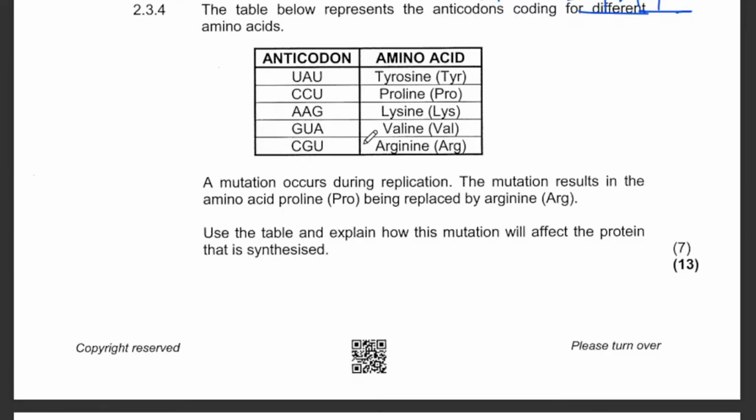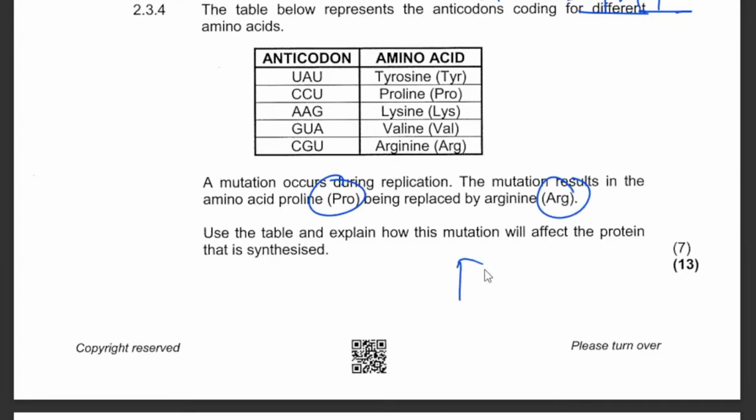They're saying that a mutation occurred during replication. The mutation, I know that this one is going to kill some people, and that's why I emphasized it. Make sure you do it, if you don't, you are gone. They're saying use the table to explain how this mutation will affect the protein. So we want to know whether the protein remains the same or is going to change. But remember, you need to show us where it changed, which codon number or which anticodon, all those things. This time they have given you what we are supposed to get. The mutation changed this to this.